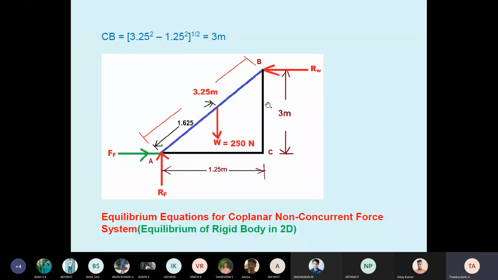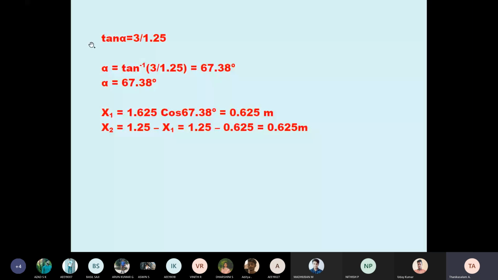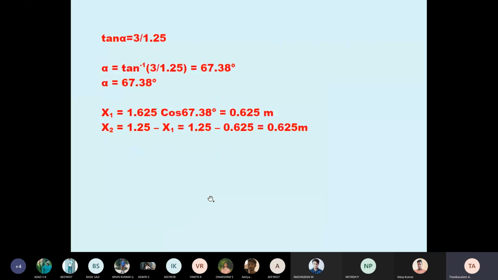Okay. And also, I told you, we have to calculate the horizontal distance. What horizontal distance? From A to where the W is crossing. For that purpose we need the angle, no? The weight is vertical downward, but we need the horizontal distance with respect to A or with respect to C. So how do you calculate the horizontal distance? We have only the distance 1.625 meter. What is theta? Therefore I applied here, see, tan alpha equals opposite divided by adjacent, 3 divided by 1.25. Therefore alpha is 67.38. Now alpha is calculated.